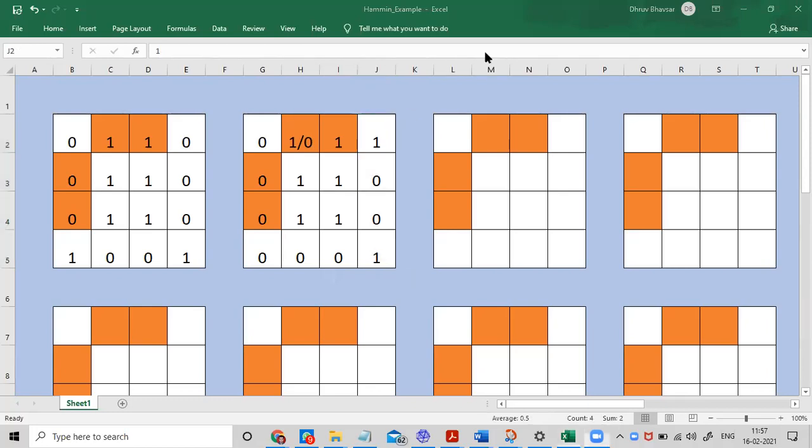So we can just write it down. Error in second or fourth column. Sorry, I'm using a mouse, so I can't write that properly.